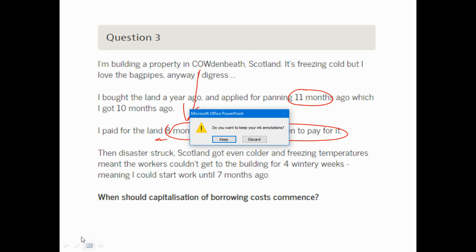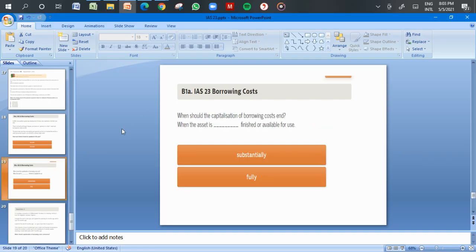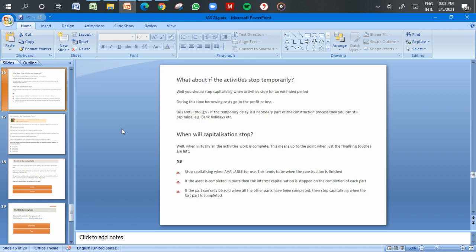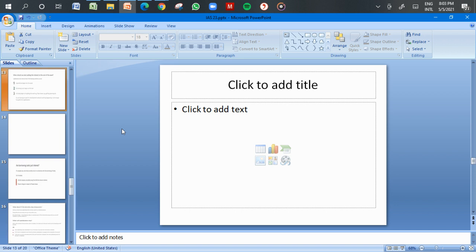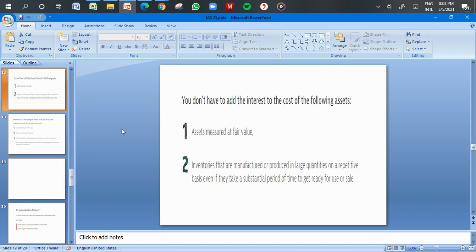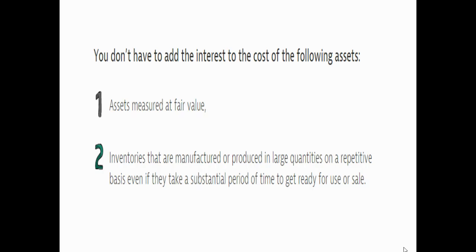Do we have questions before I summarize the standard? We covered almost everything: temporary stoppage, what are borrowing costs, and when we should start. Okay, another scenario is this one. There are scenarios where you actually don't have to capitalize borrowing costs, and there are only two of them.